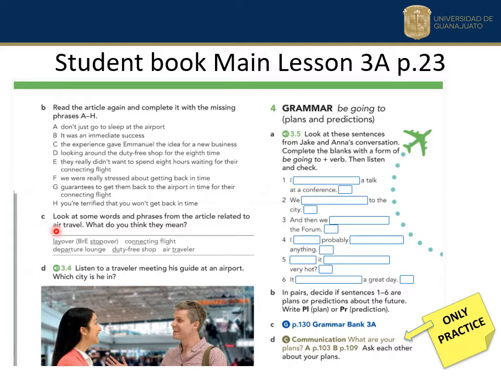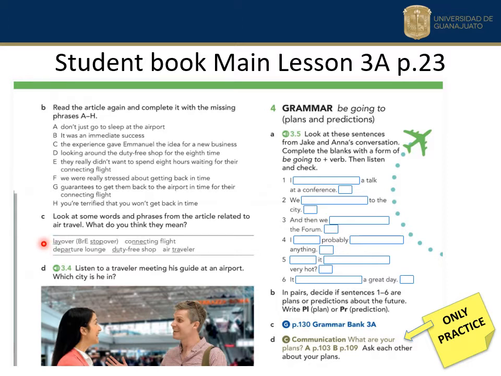And on part C, it says look at some words and phrases from the article related to air travel. What do you think they mean? Tenemos estas palabras. ¿Las conocen? Have you heard them before? Okay, so I'm going to help you a little bit with these words.